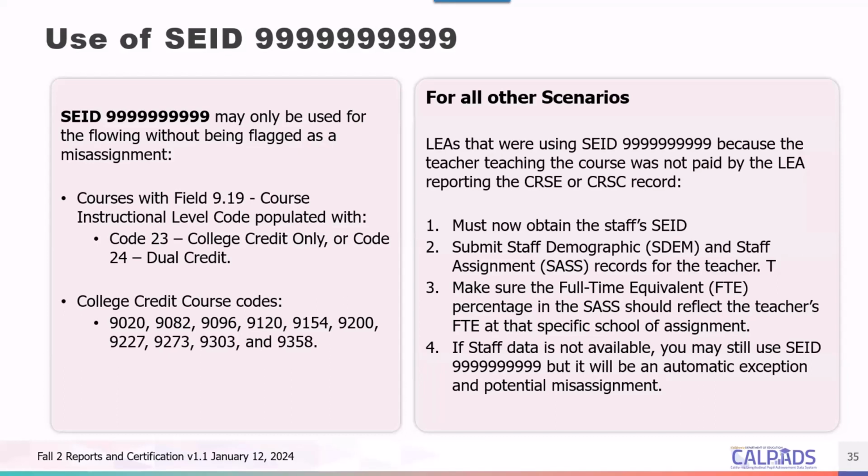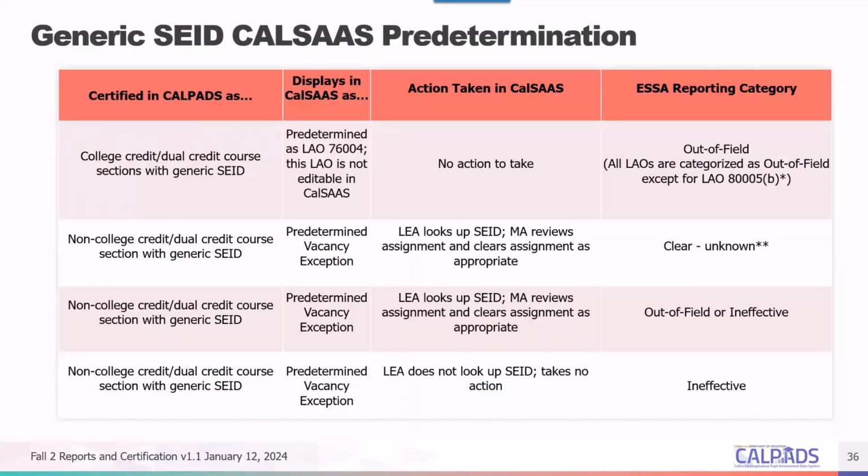Now, there are situations where you don't have access to that information, and it is appropriate to submit the courses the students are taking with the generic SEID of 999. But please understand, if it's not a college course, it's going to be a predetermined vacancy exception. And so you can see here on this slide that local assignment option 76004 is used for college credit dual enrollment courses, those that are reported appropriately.